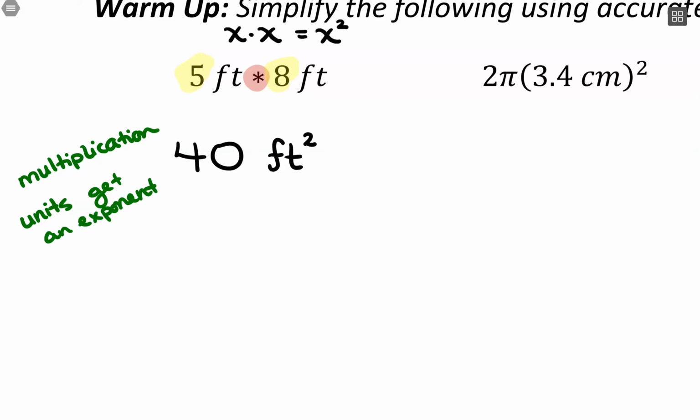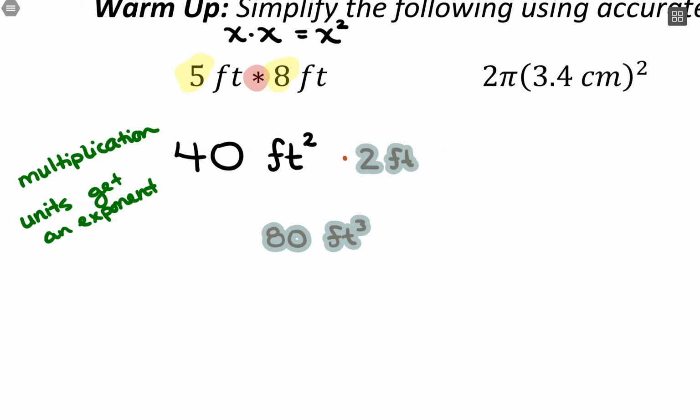If we were multiplying three things together, like say I multiplied this times 2 feet, then 40 times 2 is 80, and then feet squared times feet would make feet cubed. So the more you multiply a unit with itself, the larger the exponent gets.